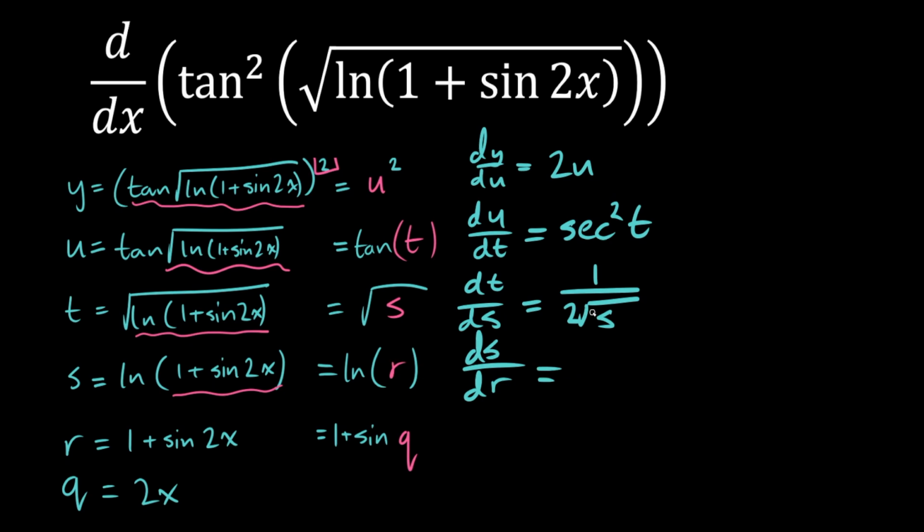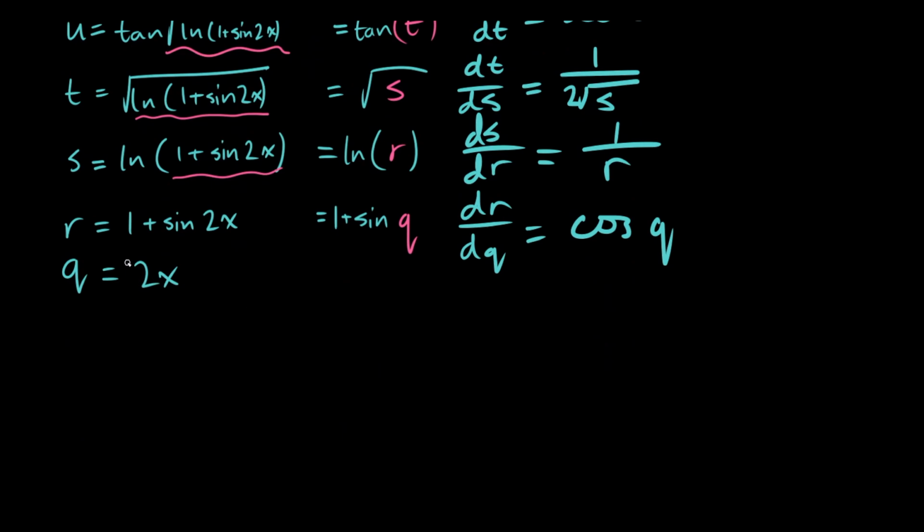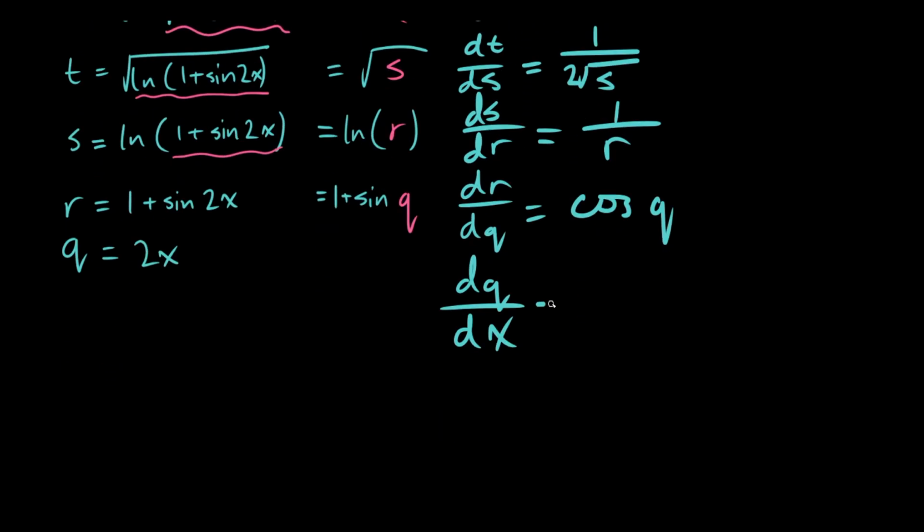Then we're going to have ds/dr. The derivative of natural logarithm of r is just 1 over r. And then we have dr/dq. As we keep going down the chain, we find the derivative of 1 plus sine q, and the 1 goes to 0. The derivative of sine is cosine of q. And then finally, we have to multiply by dq/dx, and you see we went all the way from y back down to x, and that's going to be just 2.